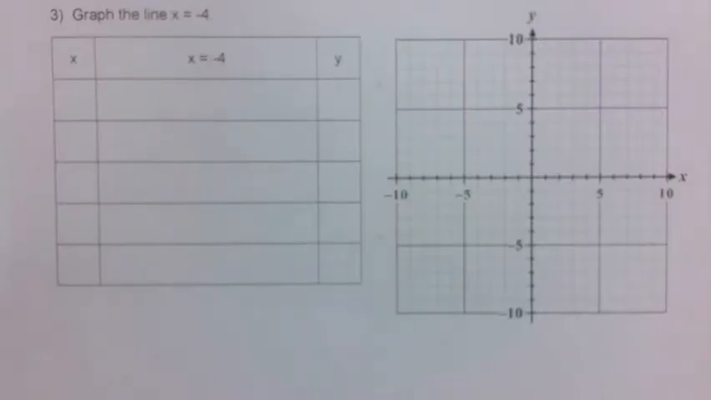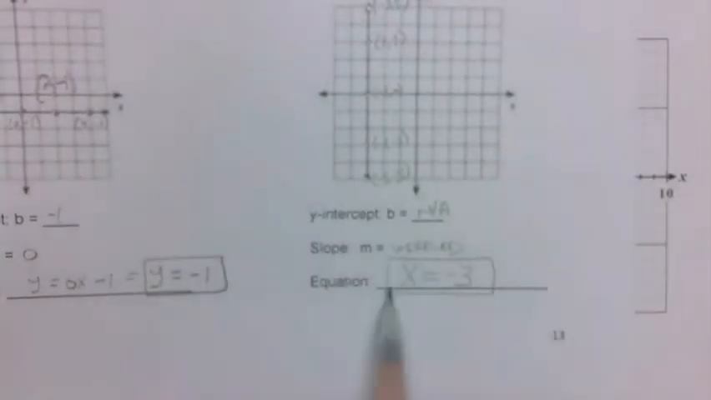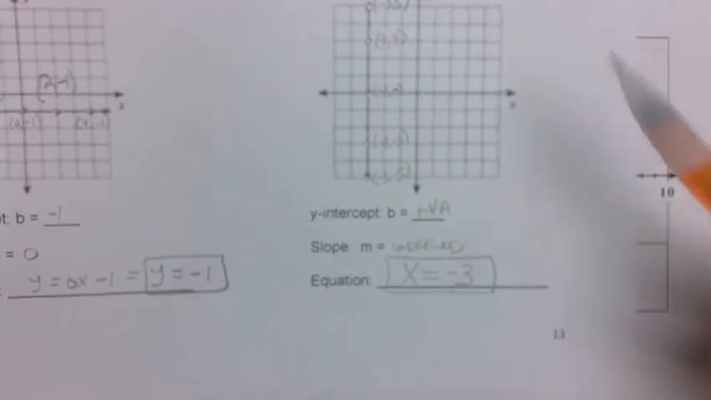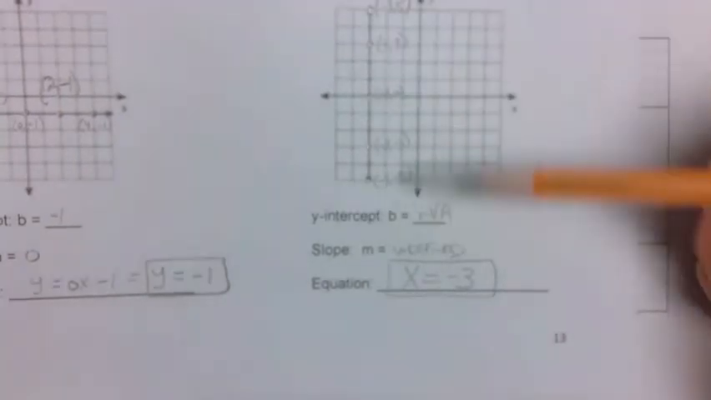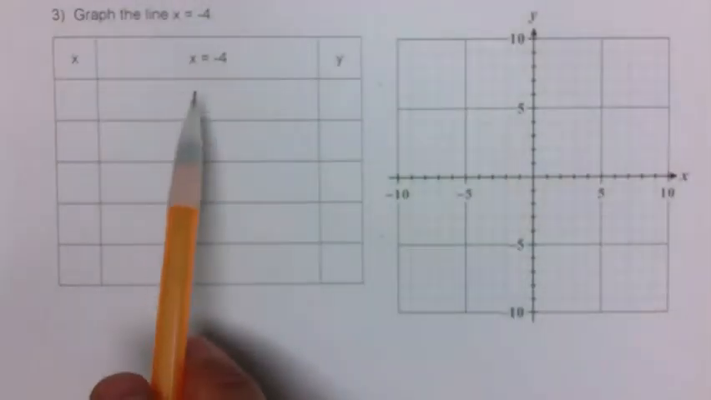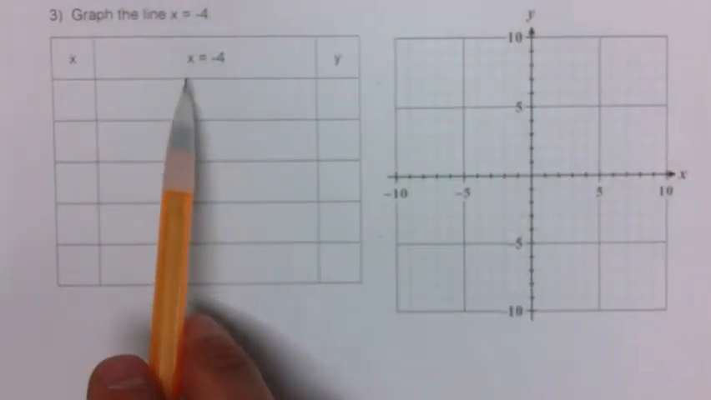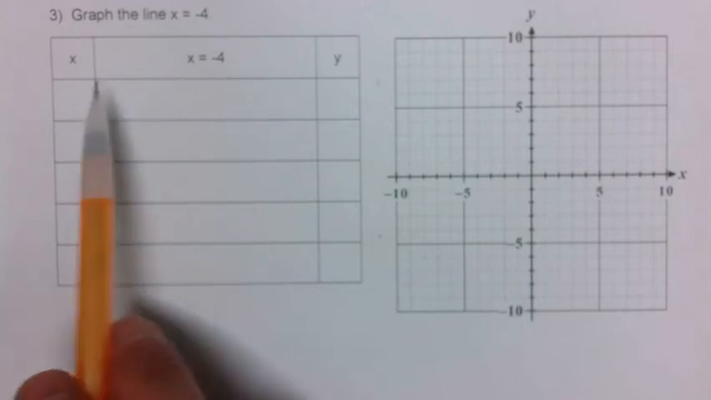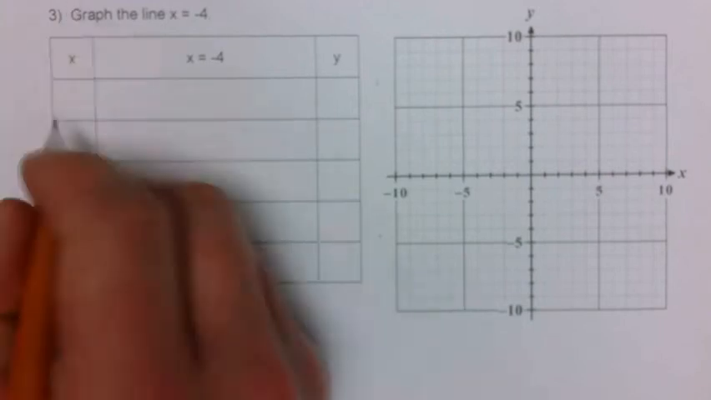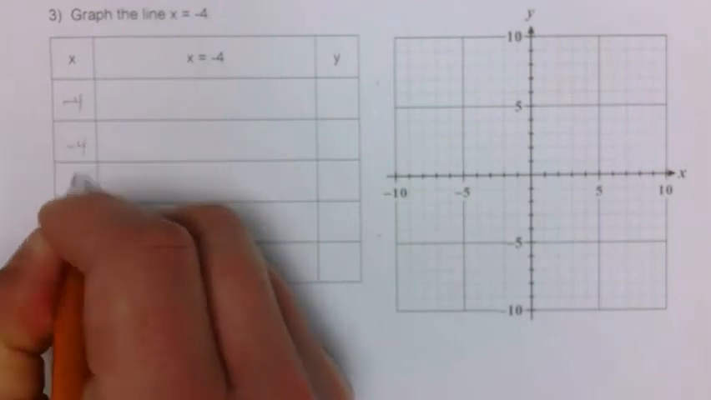Example 3 says to graph the line x equals -4. All right, x equals -4. Well, if we recall from earlier in the lesson, we had this example right here where it said x equals -3, and that was a vertical line. Okay, so what I'm going to have here then is another vertical line, and they've told me here that x equals -4.